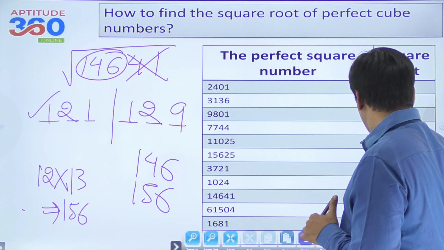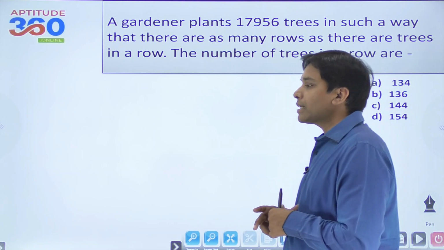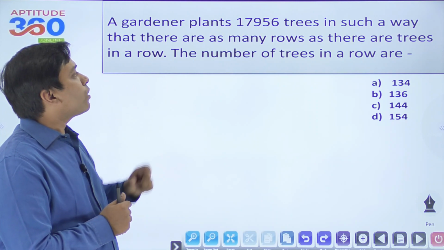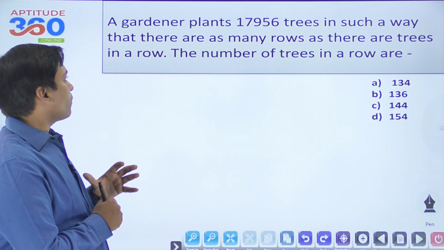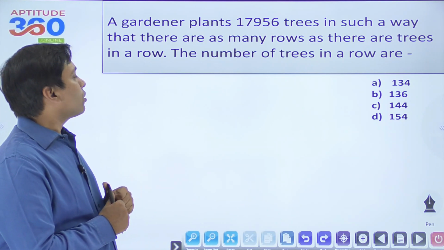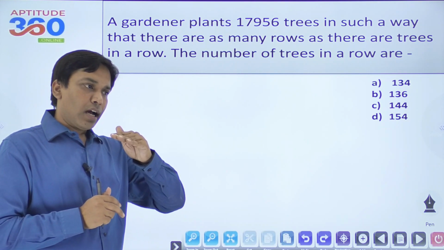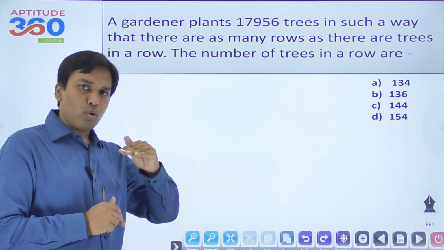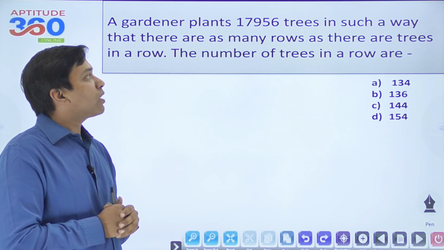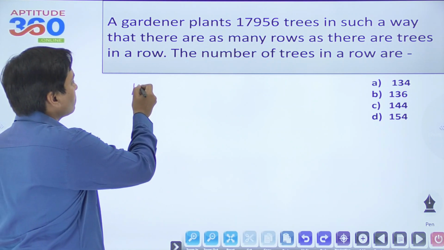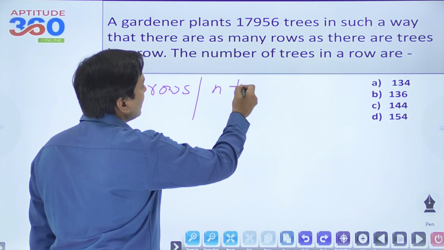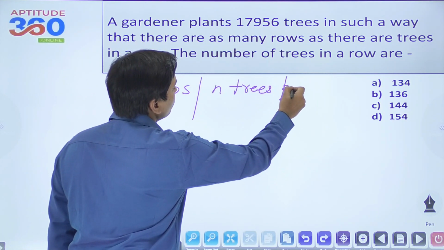Okay. Now let's move ahead and let us try to solve this question. This question says that a gardener plants 17956 trees in such a way that there are as many rows as there are trees in a row. So what they are saying is the number of trees in a row and the number of rows are the same, and the total number of trees is 17956. So say there are n rows, and n trees per row.